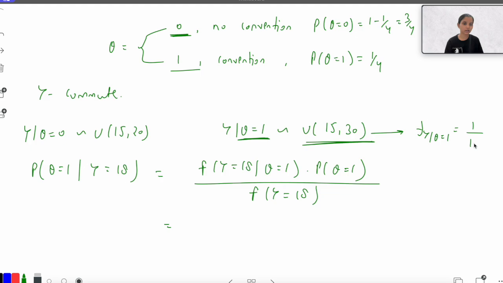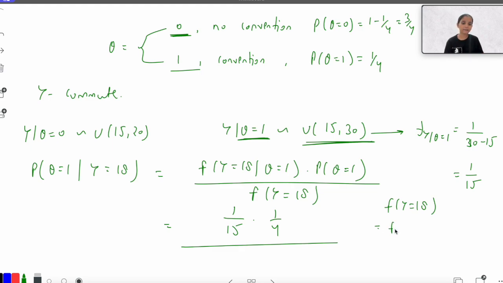That is 1 upon 30 minus 15, that is 1 upon 15. So this value is 1 upon 15. Probability of theta equal to 1 is 1 by 4. And f of Y equal to 18 is basically the rule of total probability that we have studied: f of Y given theta equal to 1, probability of theta equal to 1, plus f of Y given theta equal to 0, probability of theta equal to 0. So what is f of Y given theta?